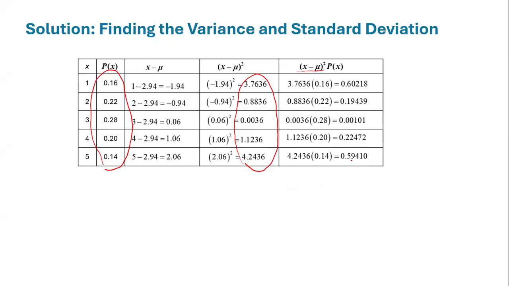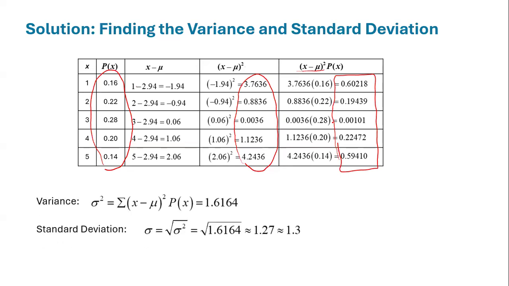Now we just need to add all these numbers. If we add these numbers, we have this variance. And if we take the square root of that number, we will have the standard deviation. And as you see, the variance is 1.6164, and the standard deviation is the square root of that, which is 1.27. And if we round it up, it gives us 1.3.